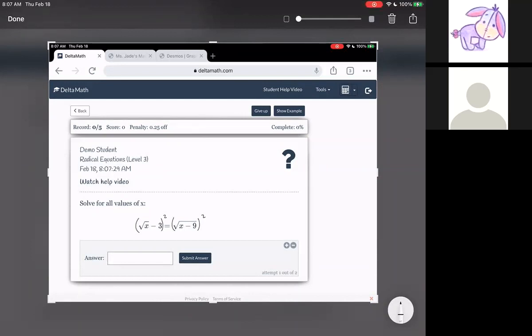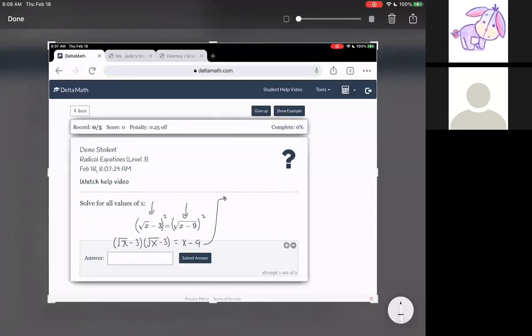Okay, so once you square both sides, I know it looks a little bit weird to be squaring this side, but let me expand it out so hopefully it looks a little bit more easy to manage. So square root of x minus 3, square root of x minus 3. And then on the right side, the square root of x minus 9 squared just becomes x minus 9, because the square root that was on top of everything canceled out with the square that was applied to everything. Okay, so far we have this.